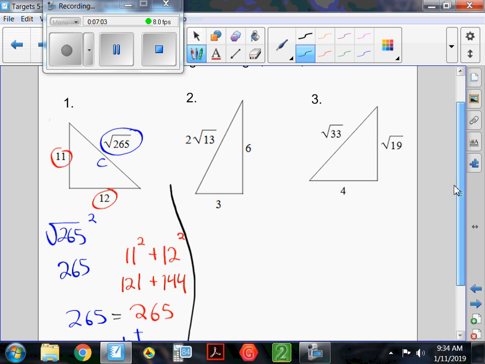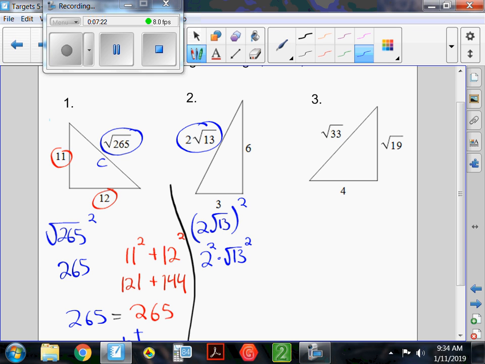For example 2, I'll take the c value, which is 2 root 13, and square that. We're going to use the property of exponents. We have two numbers being multiplied with an exponent outside, so that becomes 2 squared times the square root of 13 squared. 2 squared is 4. The square root of 13 squared is 13. If you take the square root of 13, you'll get a decimal. If you square that decimal, it'll get you back to 13. 4 times 13 is 52.